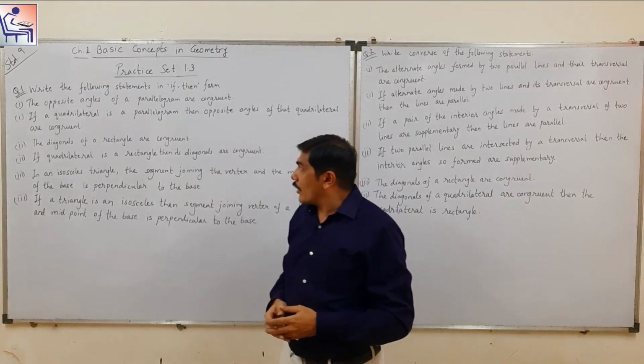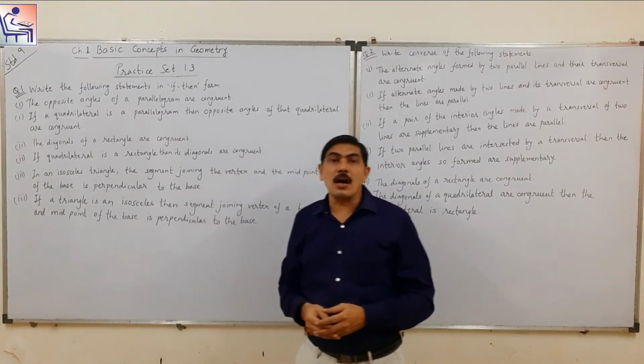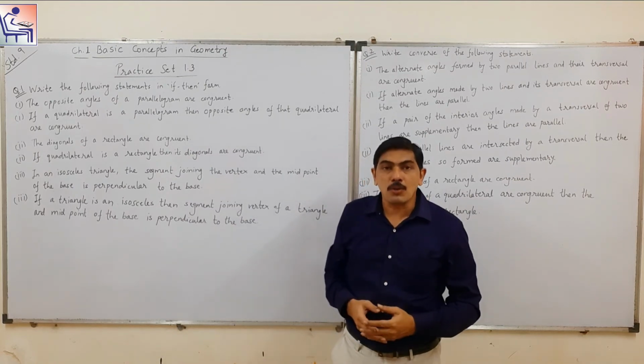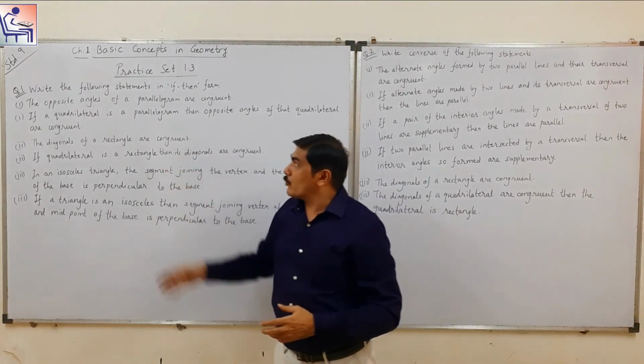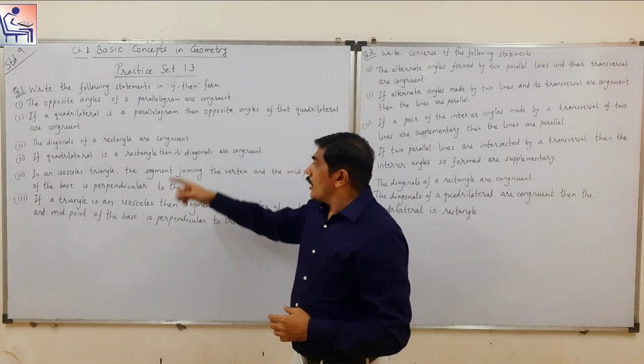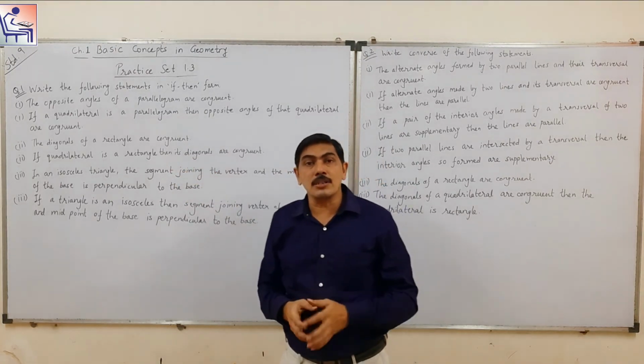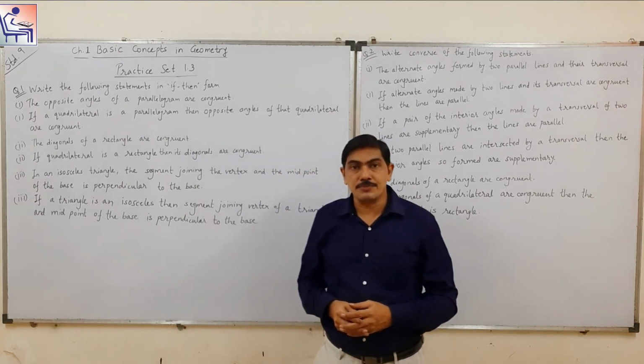Second, the diagonals of a rectangle are congruent. All of you know the diagonals of a rectangle are congruent. So here we are converting it into an if-then statement. If a quadrilateral is a rectangle, then its diagonals are congruent.